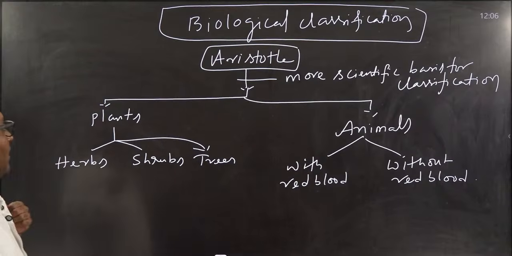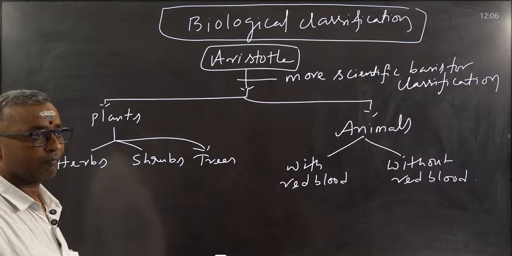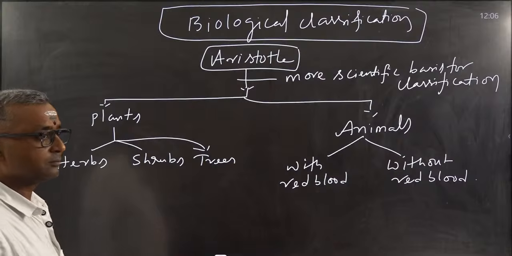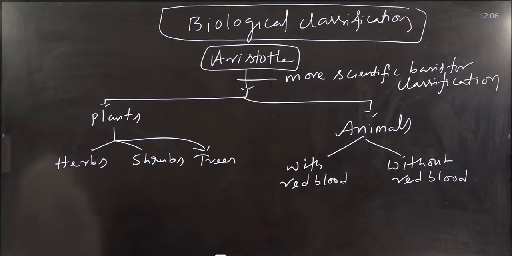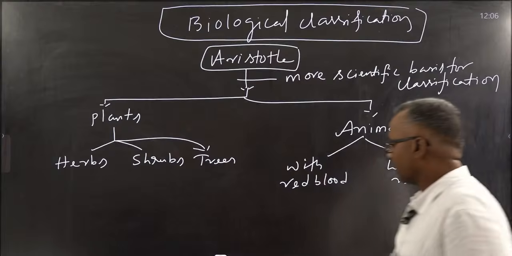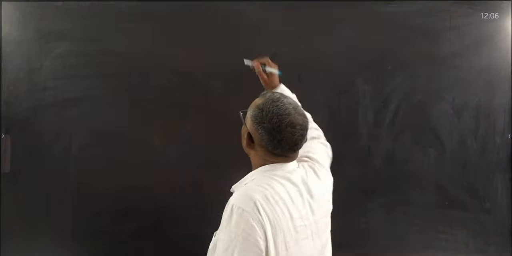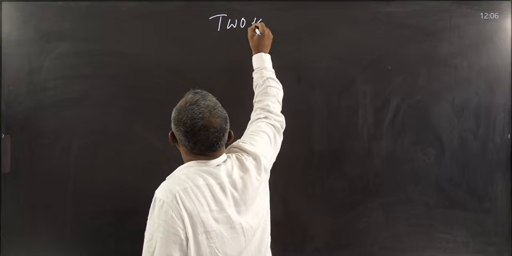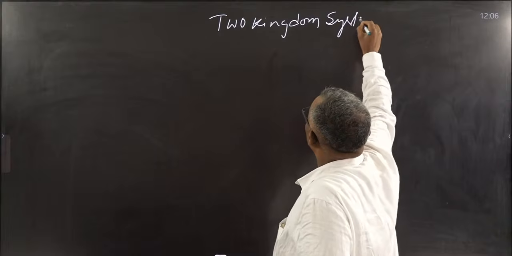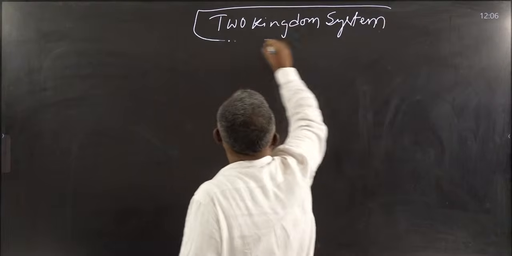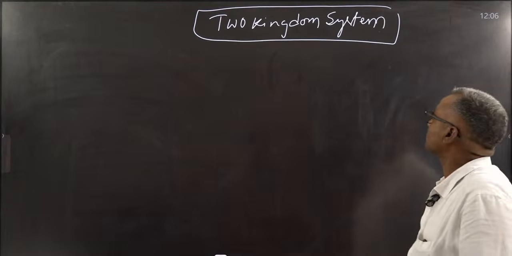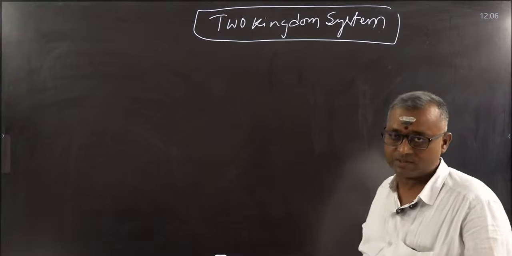Now, after Aristotle, it was Carolus Linnaeus. Carolus Linnaeus, he proposed a two-kingdom system. Who proposed it? Carolus Linnaeus. Linnaeus has proposed this two-kingdom system.